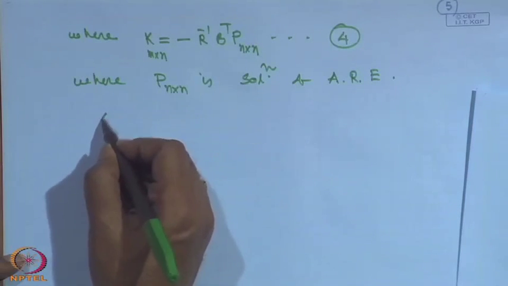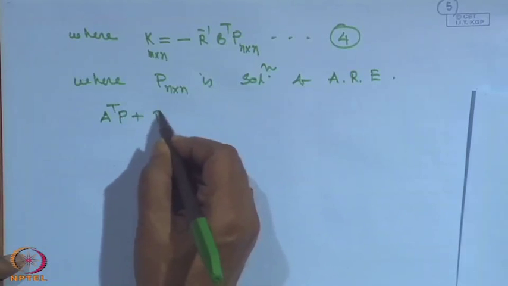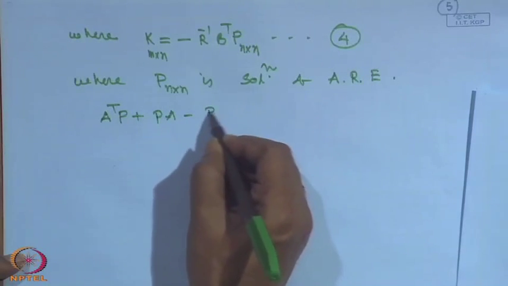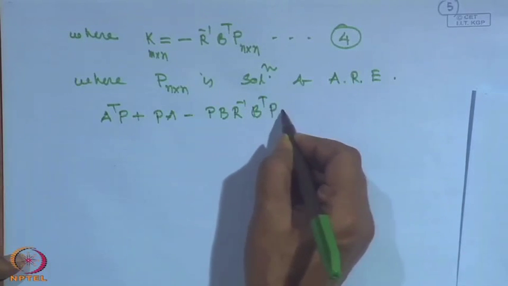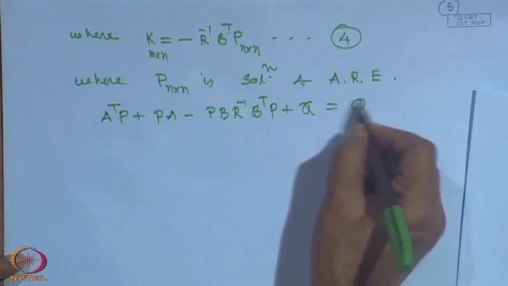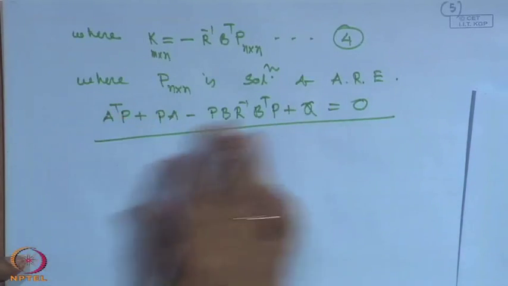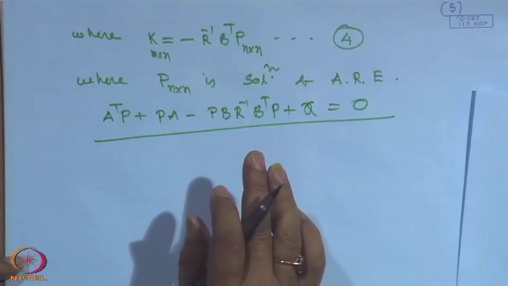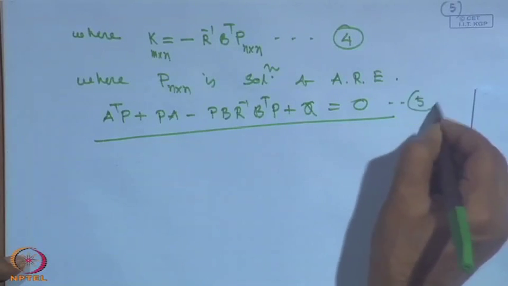So, what is the algebraic Riccati equation for this controller design? A transpose P plus P A minus P B R inverse B transpose P plus Q is equal to 0. So, this is an infinite horizon regulator problem. We already know how to solve this using different techniques. Let us call this equation number 5.